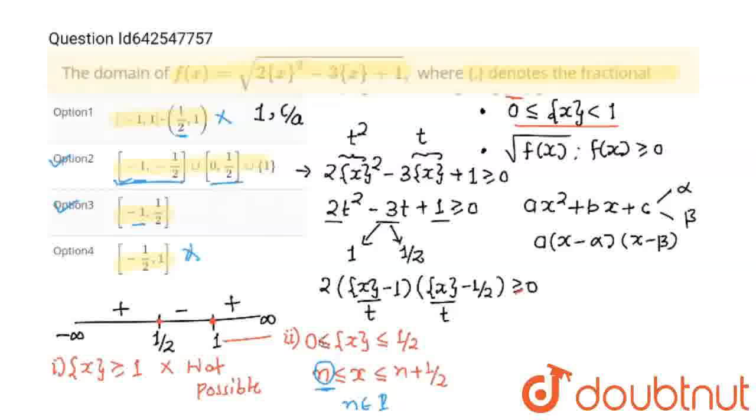Now at 0, fractional part can also be equal to 0. If you see over here, fractional part equals to 0. So fractional part x is equal to 0 when x belongs to integers, for every integer. Okay, students? And if you see, this one is also an integer. So the correct answer is option 2. Thank you, students.